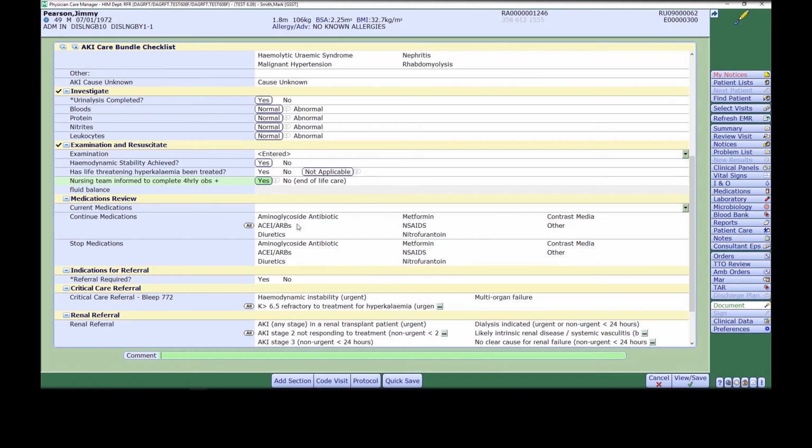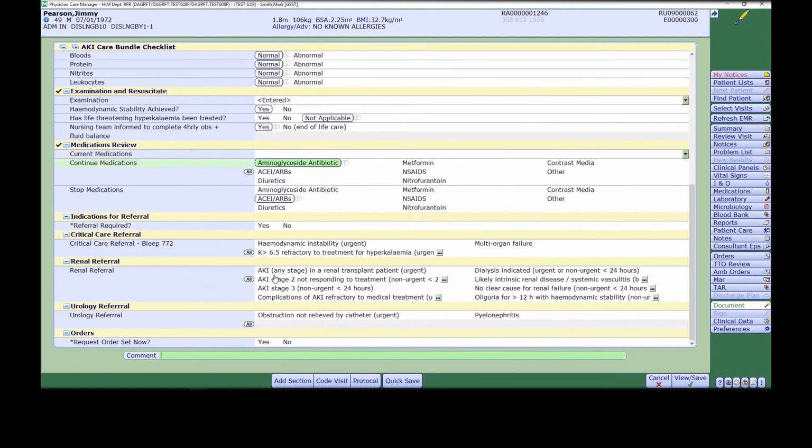In this example, we're going to say that the patient was on some non-steroidals, ACE inhibitors and diuretics, and that we're actually going to stop these medications, but we're going to continue their aminoglycoside antibiotic because that was the main treatment for their sepsis. The next stage is if you need help, which would come in the form of a referral, and you will for some patients. Acute kidney injury stage 1, perhaps not if you know the cause and you've treated it, but for acute kidney injury stage 2 or 3, you will nearly always need to make a referral.